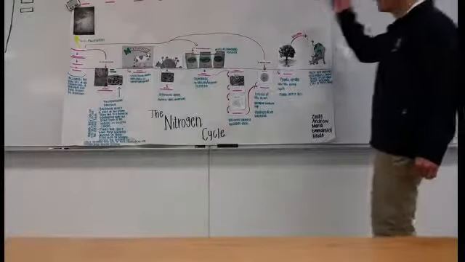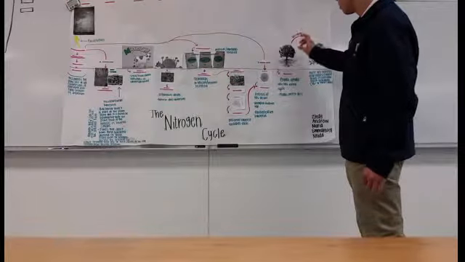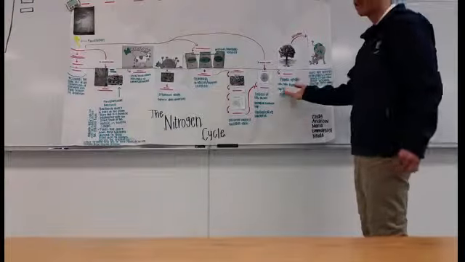And then we follow with uptake by plants, which is whenever plants get the nitrogen, and it's part of the cycle, and plants prefer NO3, which is a nitrate ion.